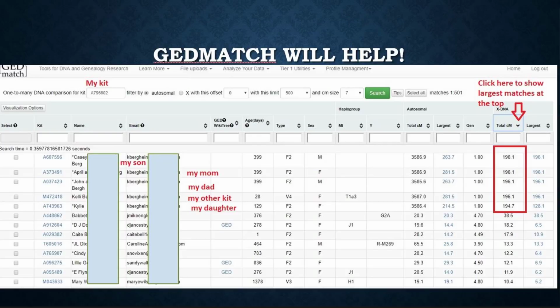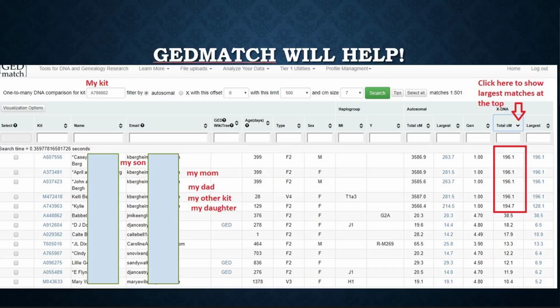My mom, the next person, April's my mom, she's a 196 match to me because I received one X chromosome from her, 100% intact. My dad, John, he's a 196 centimorgan match to me as well, because I inherited one chromosome intact from my father. So that's as expected. It's just as important to look at the expected things as the unexpected things.